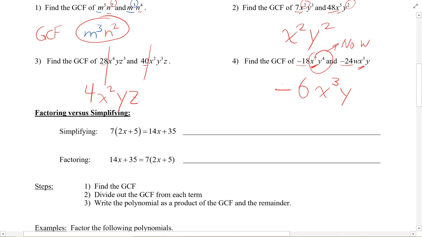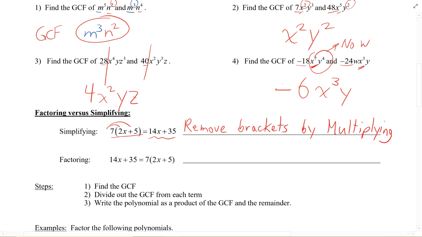Okay, before we begin factoring GCFs, which I think you're ready to do, let's go into factoring versus simplifying. So for simplifying, what that means is to multiply in, right? You multiply in, and what happens to your brackets? You remove them. Okay, so you remove brackets by multiplying. I'm not sure if I spelled multiplying properly there. Sorry if I screwed that up.